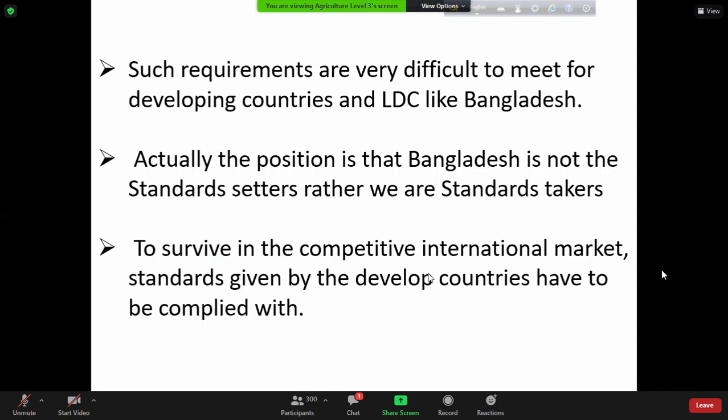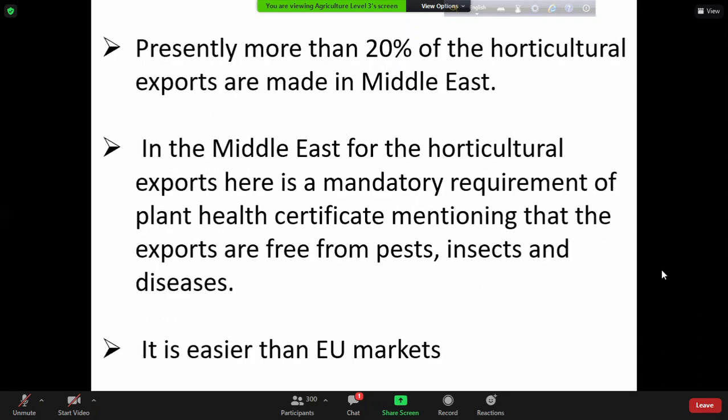So to survive in this competitive international market, standards given by the developed countries have to be complied with. Otherwise, they will not import fruits and vegetables from Bangladesh. But mostly we failed. You can see here, more than 20% of the horticultural exports are made in the Middle East. And this is relatively easier than the European countries. They only need a plant health certificate, mentioning that the exports are free from pest, insect, and disease. And this is easier than the European Union.